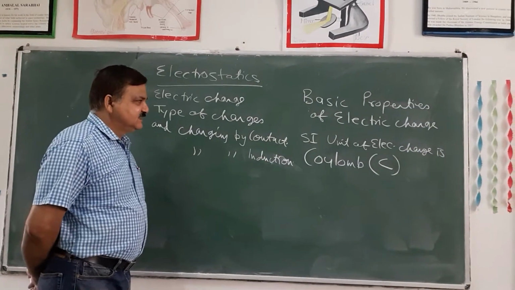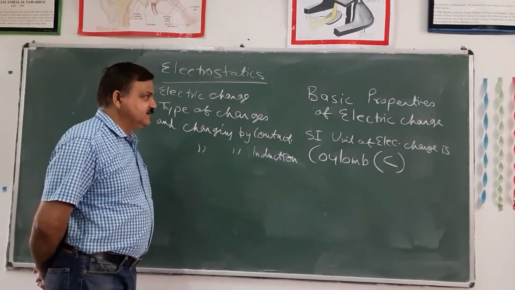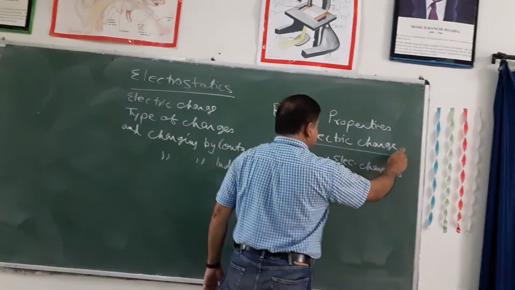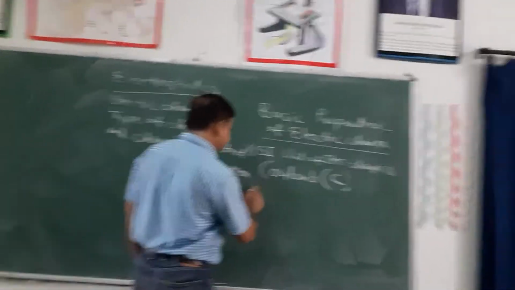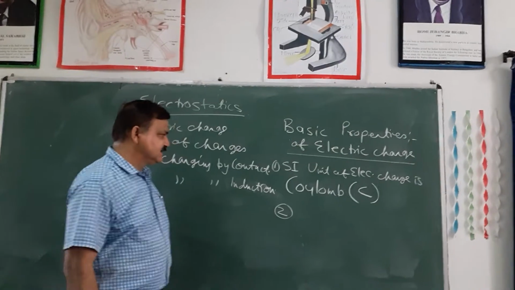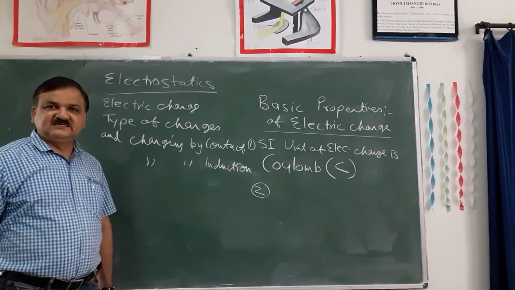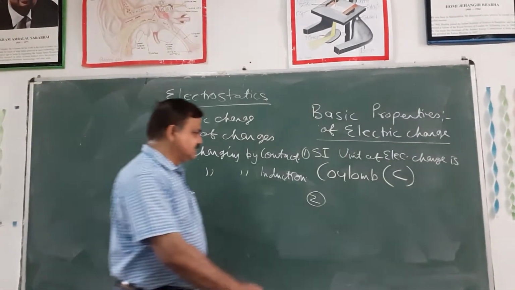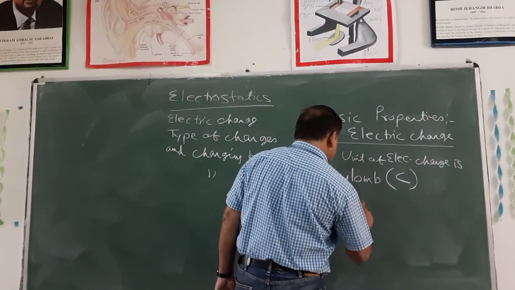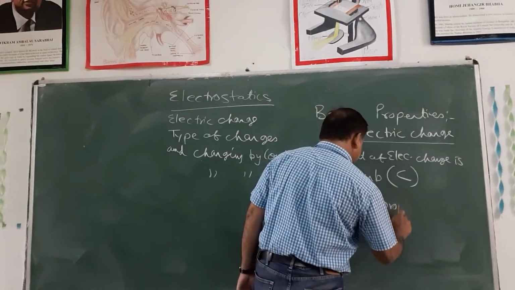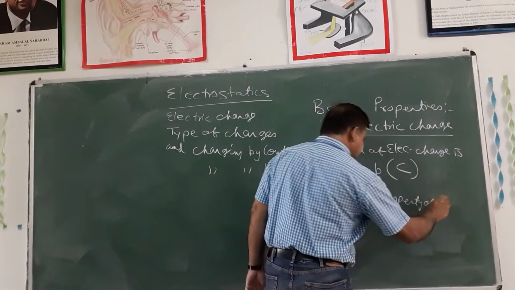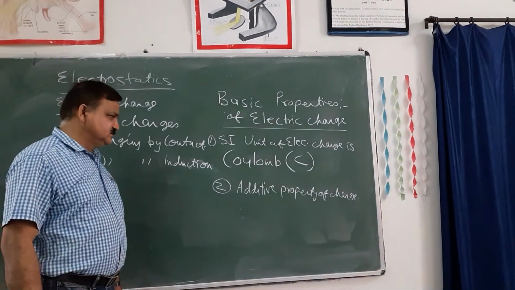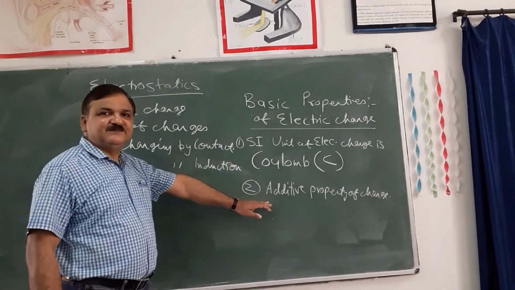Now, we are going to the properties of electric charge. So this we can suggest the first property of electric charge, that is the SI unit of electric charge is coulomb. Second thing is the charge is additive. Electric charge is additive. This is the additive property of charge. And this addition is algebraic addition.